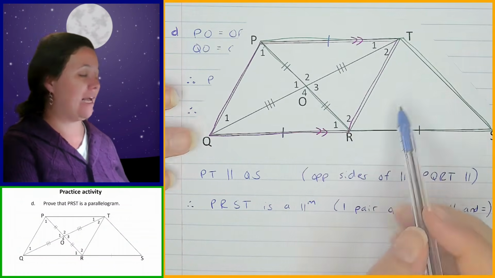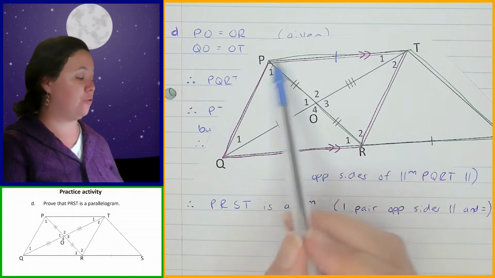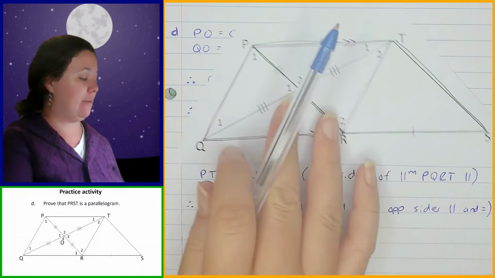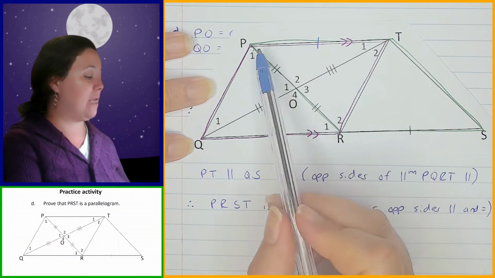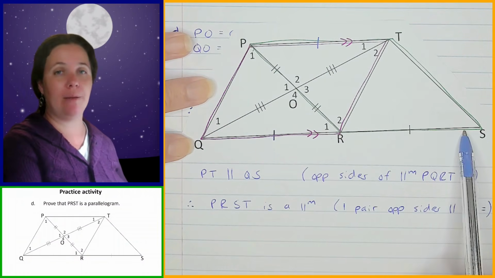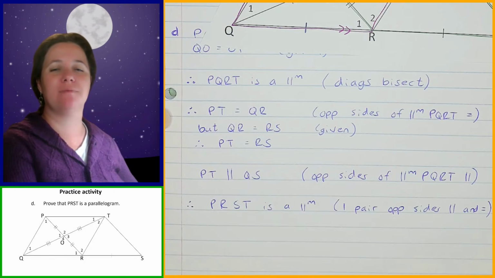So here we had to do a little bit of extra work. Before we could actually work on that, we had to first prove that this one was a parallelogram so that we could prove that these were equal to each other and parallel, which then meant we could prove that those were equal and parallel. And that is how we solve problems with quadrilaterals.